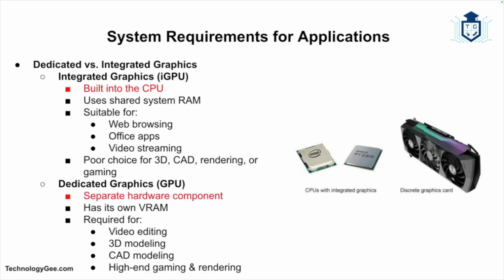And then you have what is called a dedicated GPU or a graphics card. This is a separate piece of hardware that is optimized for processing visuals and is needed for applications like AutoCAD, Adobe Premiere Pro, Blender, SolidWorks, Unity, or high-end PC games. And it comes with its own VRAM, which takes the load off the system's main memory.